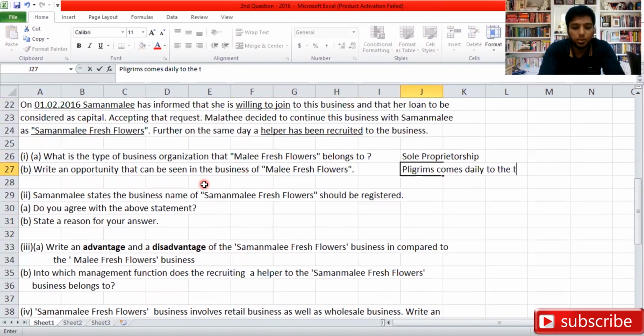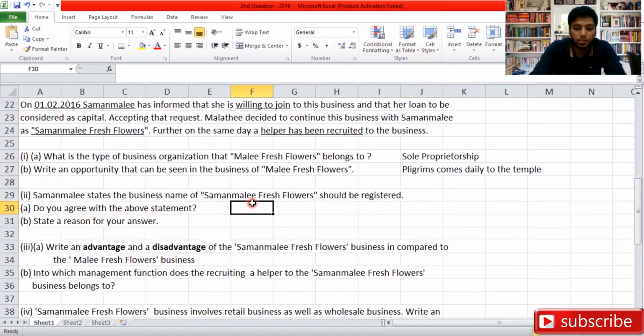So you are done with the first question. Let's move on to the second one. Saman Mali states the business name of Saman Mali Fresh Flowers should be registered. Do you agree with the above statement? Yes.